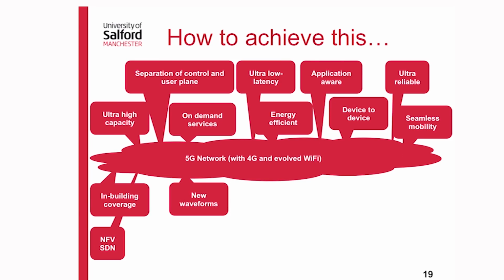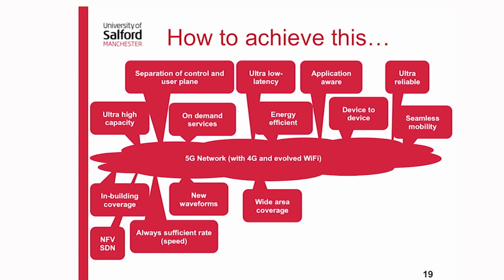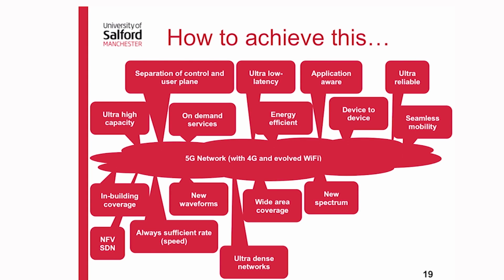New waveforms, we definitely need new and more robust waveforms for certain applications, as well as new spectrum. Always sufficient rate, we mentioned. Wide area coverage and ultra-dense networks are two extremes. It has to be available everywhere. A basement in a remote location to support an Internet of Things device has to be connected. In the centre of a dense urban area with thousands and thousands of connected things, it has to operate. So you have to work in those two extremes. So again, it makes you start to think about optimizing solutions to the environment, maybe rather than trying to address everything with the same. New spectrum we touched on, including right the way up into the millimetre wave bands.